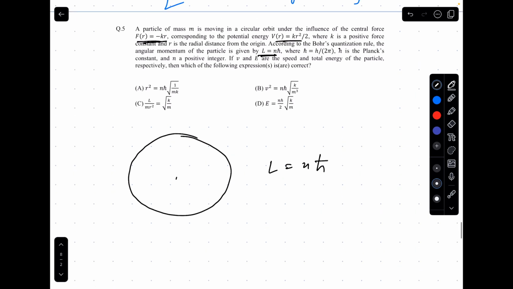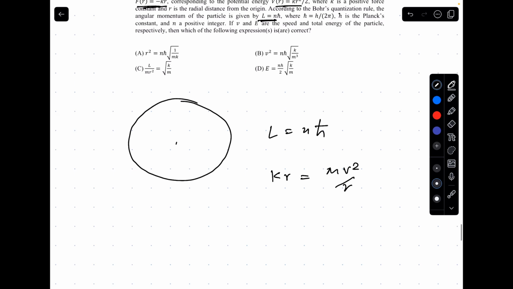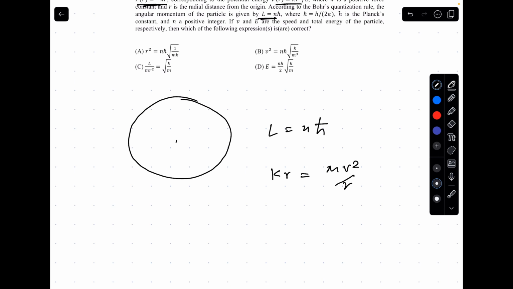Okay, so by simply using Newton's laws, we can say that the force acting in the radially inward direction should be equal to the centrifugal force. Alright, so we will get a relation from here. What will be that relation? That relation is k r square equals to m v square. Quite simple.